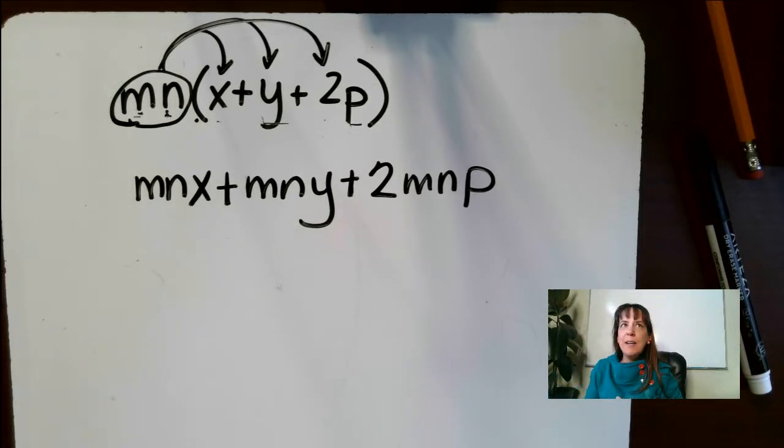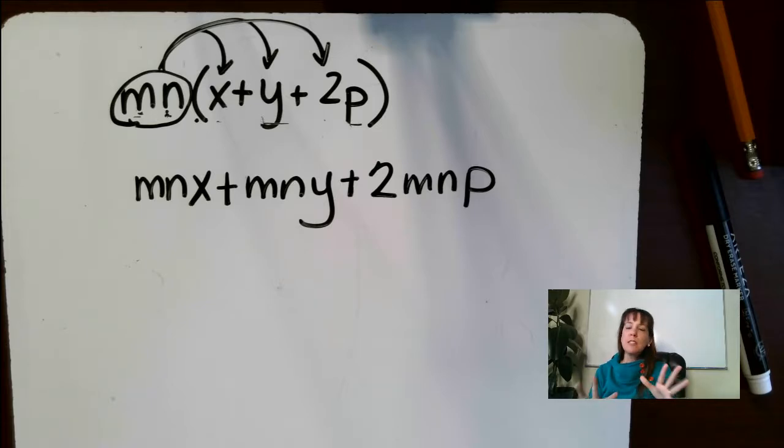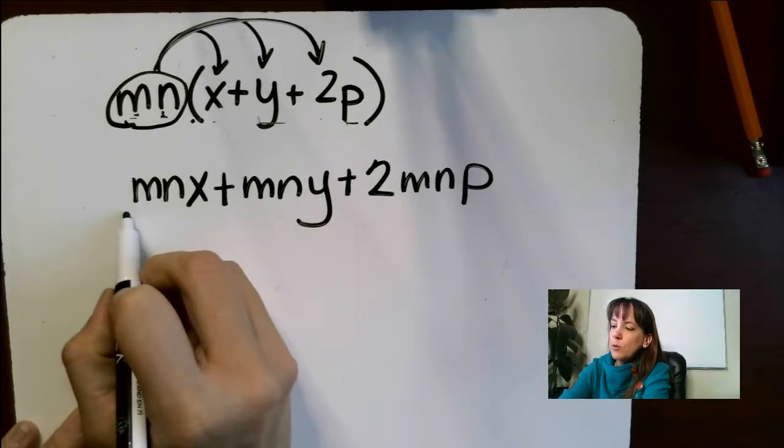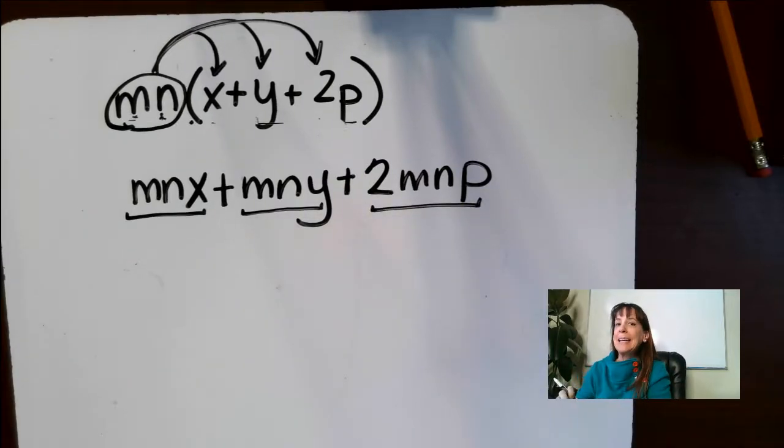Crazy. Anyway, so we've got our 3 chunks here, right? Chunks are broken up by addition, subtraction. So we have our 3 chunks. Within those chunks, it's really important that you put these in alphabetical order. It'll be a lot easier to combine like terms once we're in alphabetical order. So that's a good thing to do.